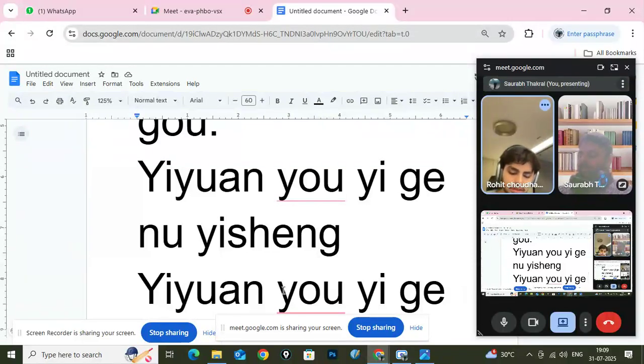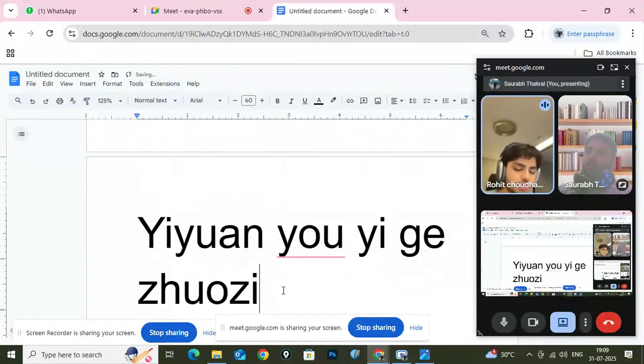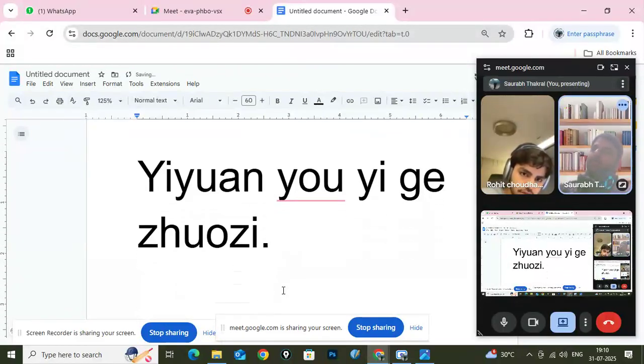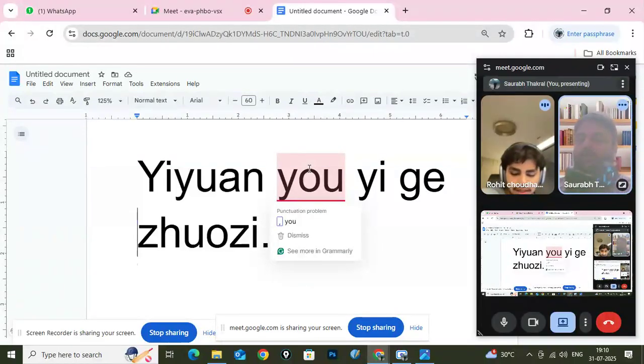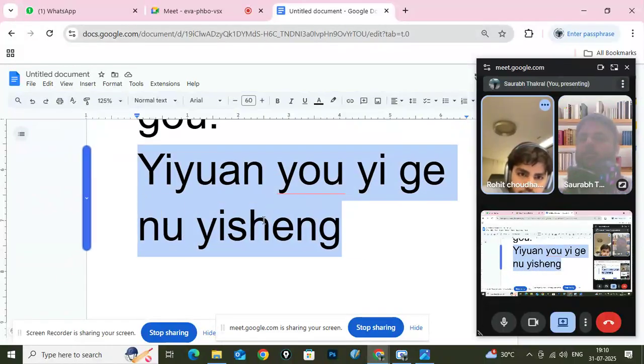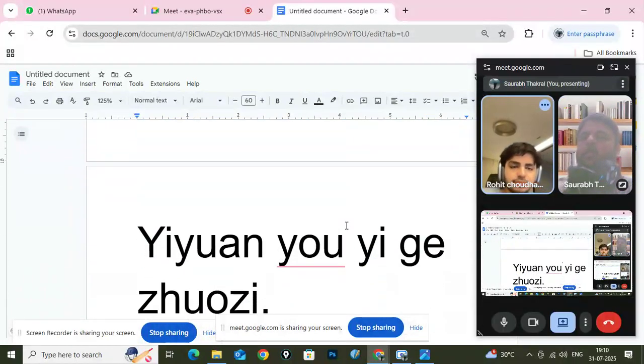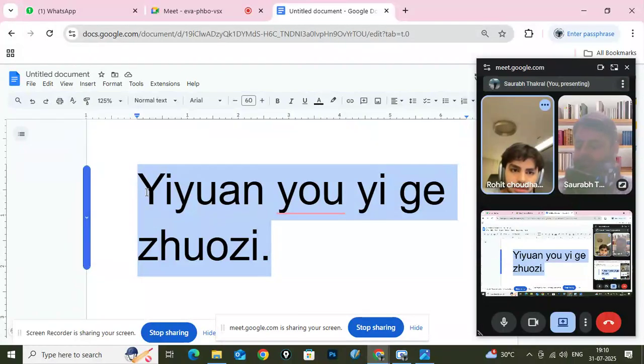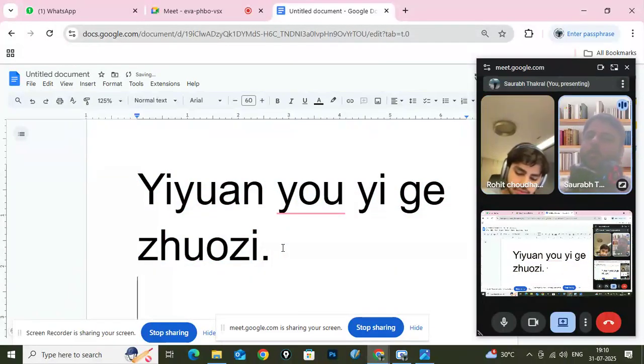Zhuozi, zhuozi, yiyuan you yi ge zhuozi. Then we say dog is on the table. Previous sentence. Then we say dog is on the table.